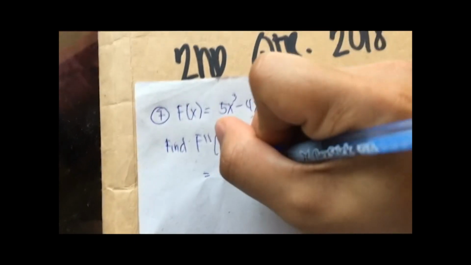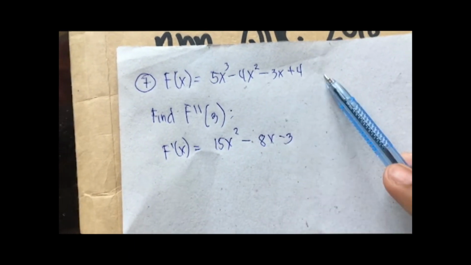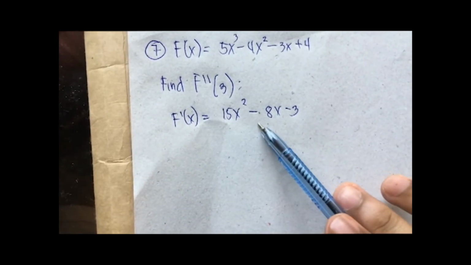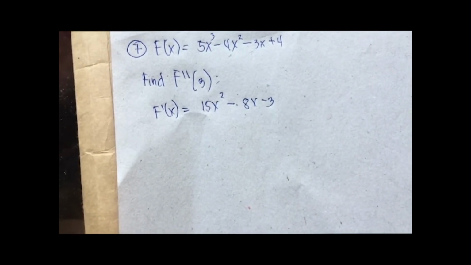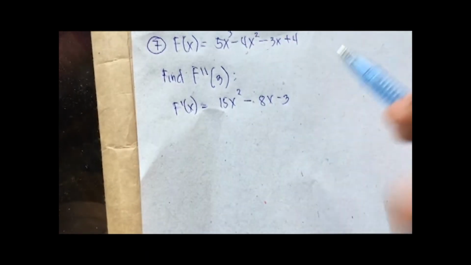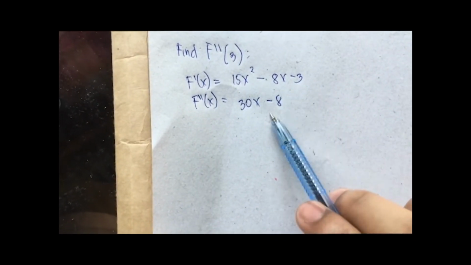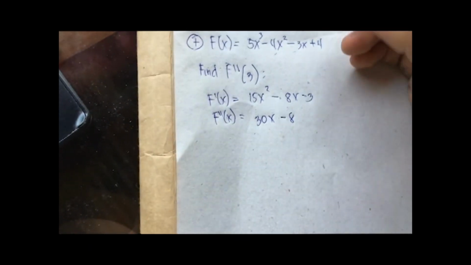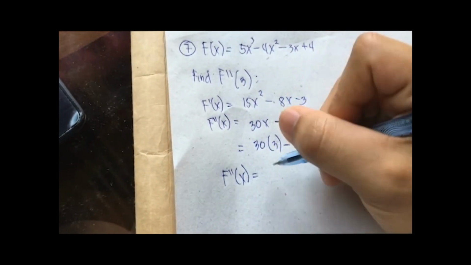This time, only two. Let's find the derivative of this one. The basic derivative is 15x squared minus 8x minus 3. That is our f prime of x. Our f of x is 5x cubed minus 4x squared minus 3x plus 4, so the first derivative is 15x squared minus 8x minus 3. Next, to get the second derivative, we derive it again. This is 30x minus 8, which is f prime prime of x. Substitute the value of x, which is 3: 30 times 3 minus 8. So f prime prime of x is 82.